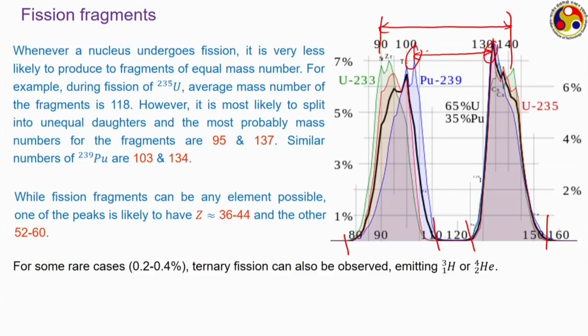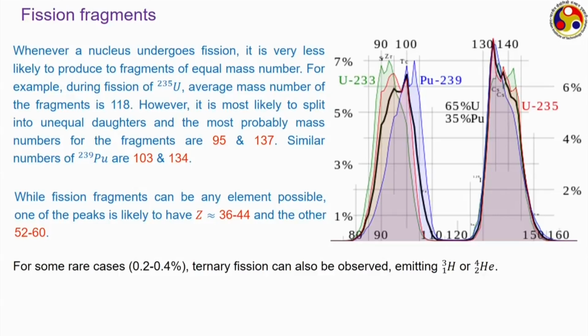If you follow uranium-235, one is somewhere here, the other is somewhere here. So, the distance between the most likely mass numbers for uranium-235 fission is larger than plutonium-239, but definitely smaller than uranium-233. So, what can we conclude from here? We can clearly see that as the mass number of the fissile nucleus increases, the difference between the most likely mass numbers of the fission fragments keeps on reducing, and that is an important observation.